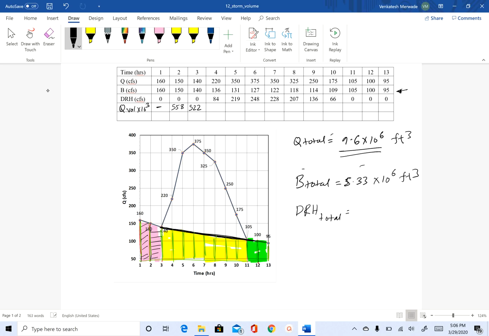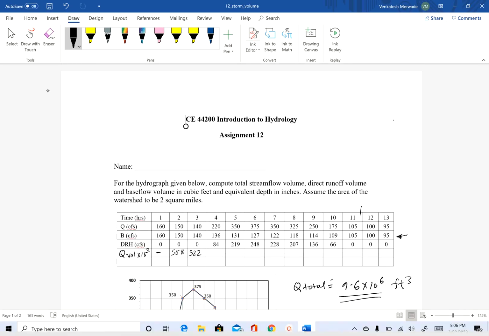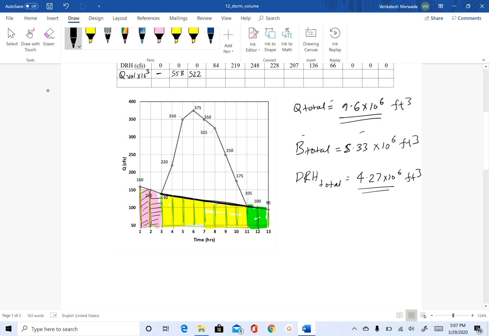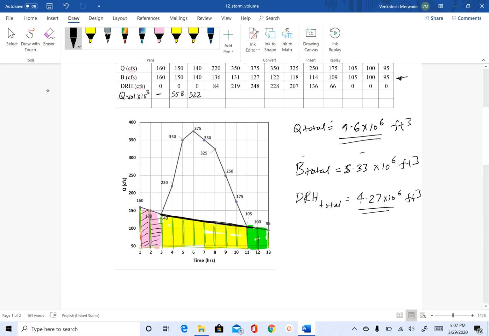To get the direct runoff volume, you subtract base flow from the total flow, and that gives you 4.27 times 10 to the power of 6 cubic feet. Okay, so this is how you will get the volume for the total stream flow, base flow, and direct runoff.